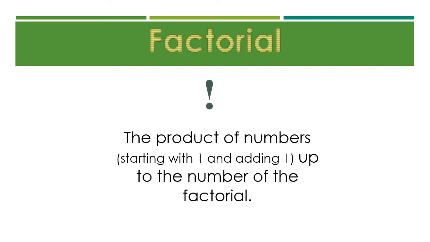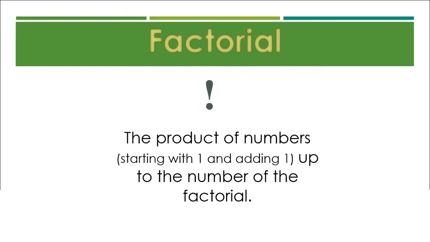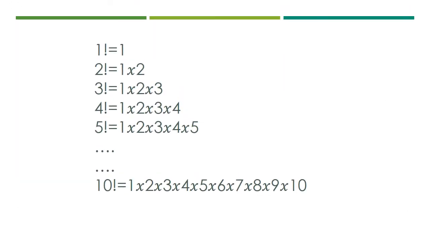A factorial is very similar to summation, except instead of adding the numbers, we multiply the numbers. We start with 1 and go up to whatever the number of the factorial is. So for an example, factorial 4, we have 1 times 2 times 3 times 4, which I believe gives us 24.